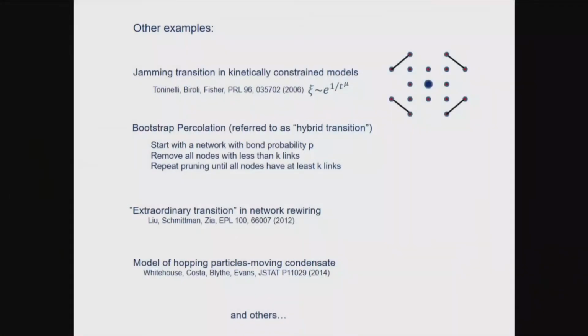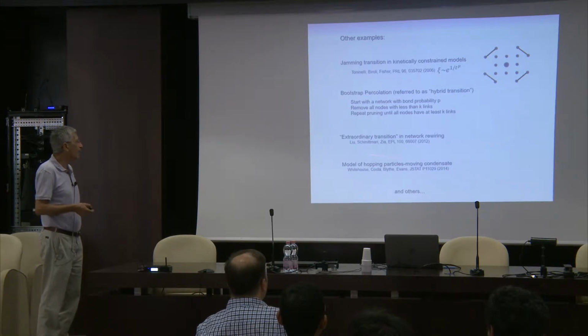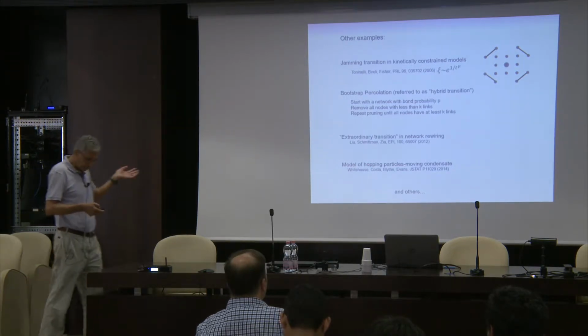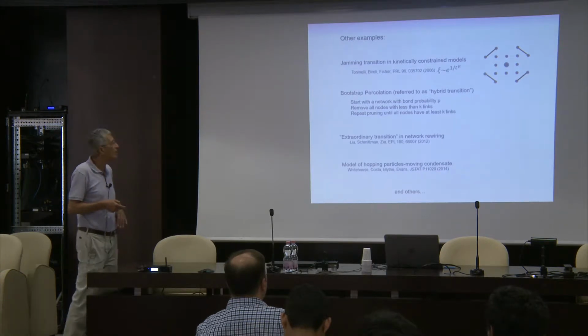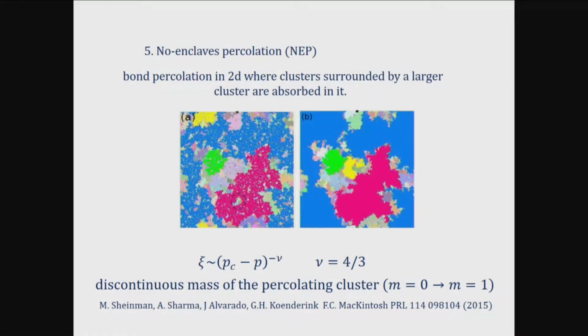The jamming transition in kinetically constrained models, a model by Toninelli, Biroli, and Daniel Fisher. I don't want to describe too many of those. There's bootstrap percolation, another class of models that show mixed order phase transitions. Then there is the extraordinary transition introduced by Zia and co-workers. And Martin here was talking about a dynamical model of Ising hopping, and many others. I will not get into details, that's not the issue. There are also two-dimensional models that show it, in percolation, etc.